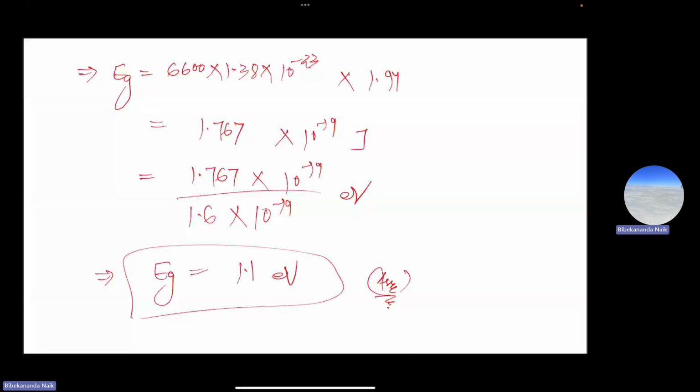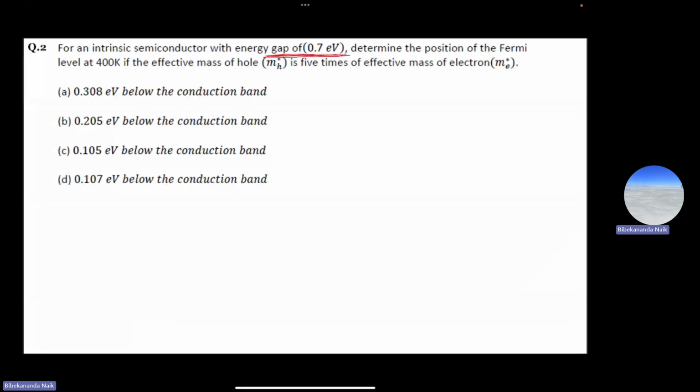These are the four options, and we know the semiconductor has a band gap of 0.7 electron volt. Germanium has a band gap of 0.7 electron volt, and it's an intrinsic semiconductor also. But here we need to find the position of the Fermi level at 400 Kelvin. We know the position of the Fermi level at absolute zero temperature is at the middle of the gap, so at 0 degrees, the Fermi level is 0.35 eV below the conduction band, or 0.35 eV above the valence band, because it is at the center of the energy gap.